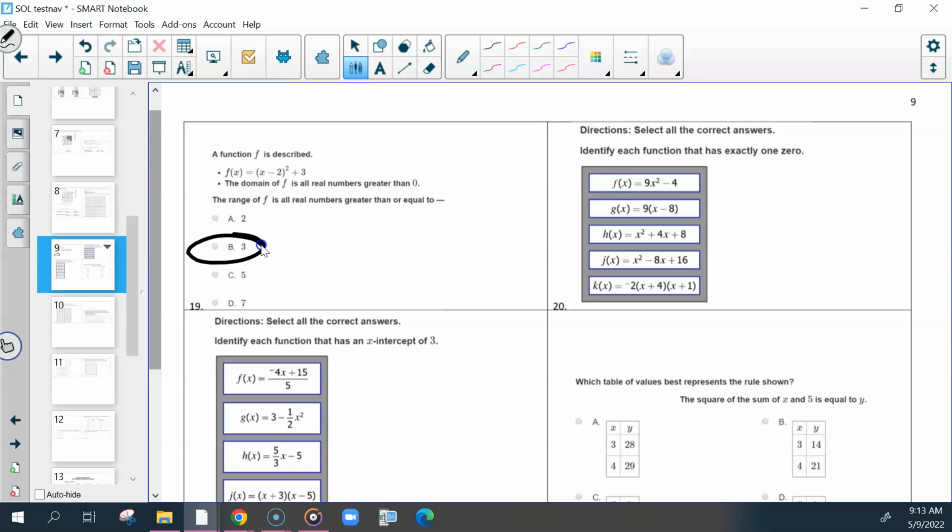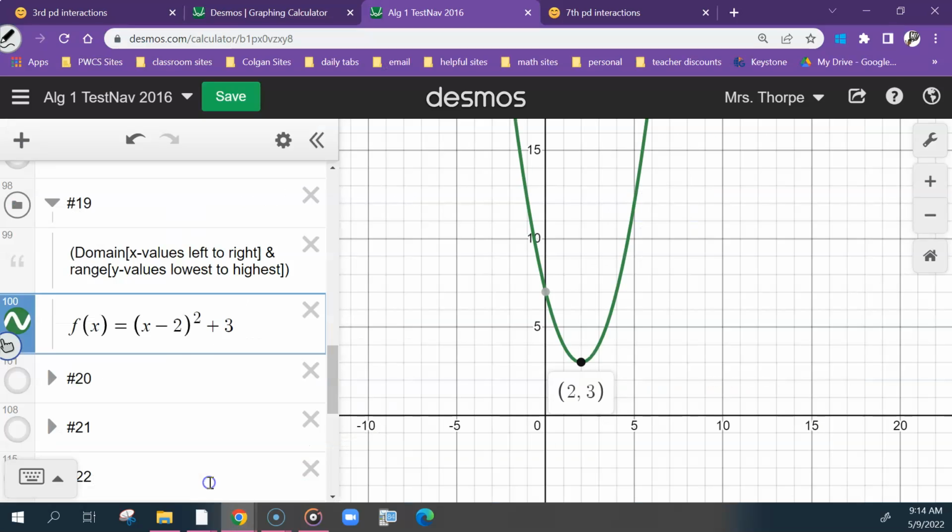For any domain and range questions, it's not something you could really use Desmos for unless it gives you a list of numbers, then you could use Desmos for that. We just looked at the graph and found the lowest point. For number 20, it's asking which function has exactly 1 zero. So that means you're looking for which of these functions only cross the x-axis once.